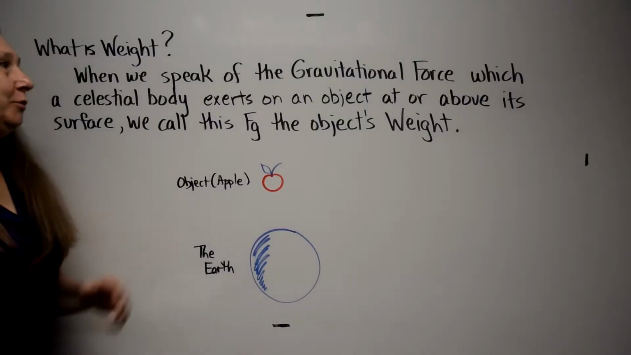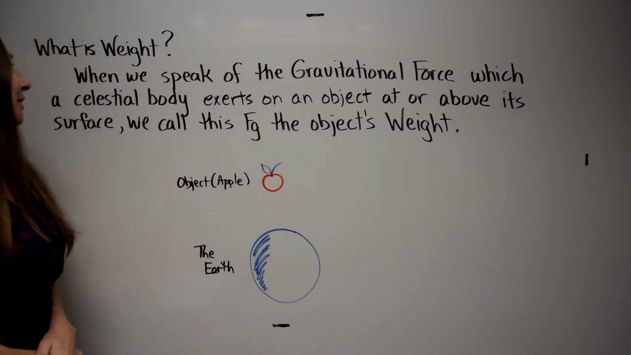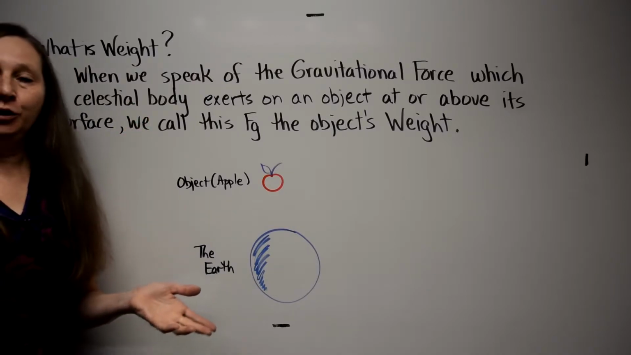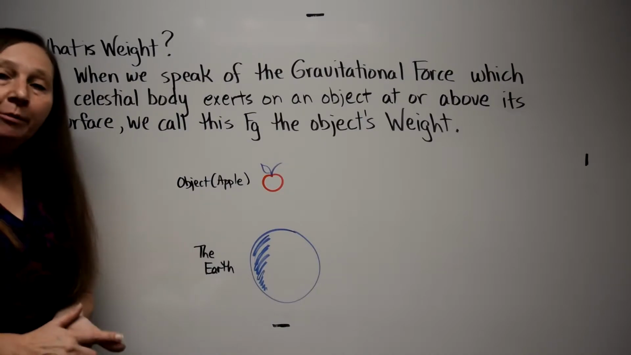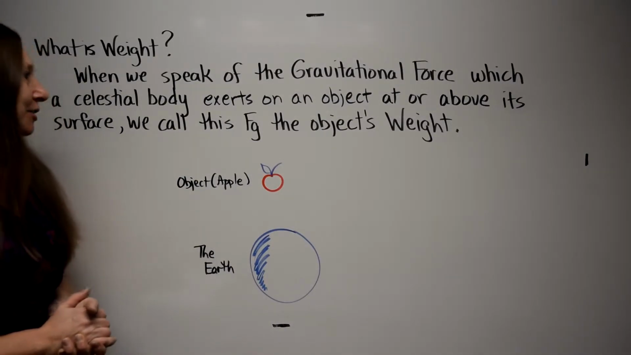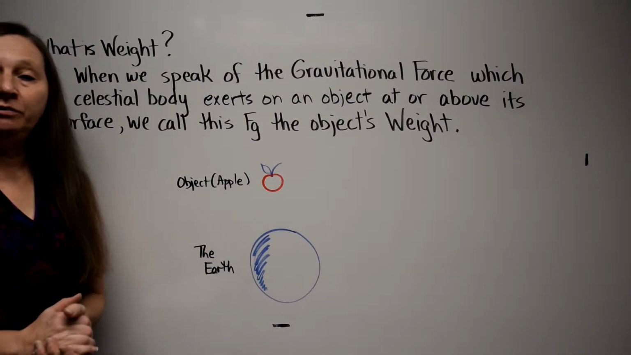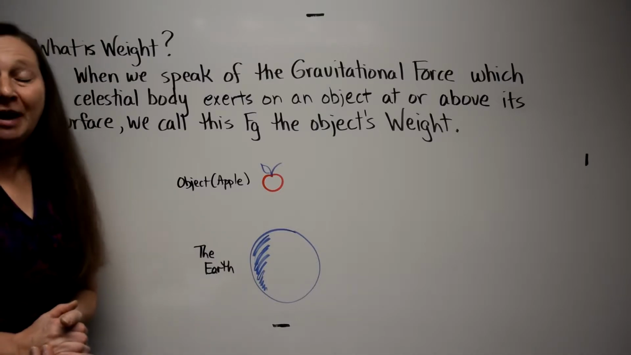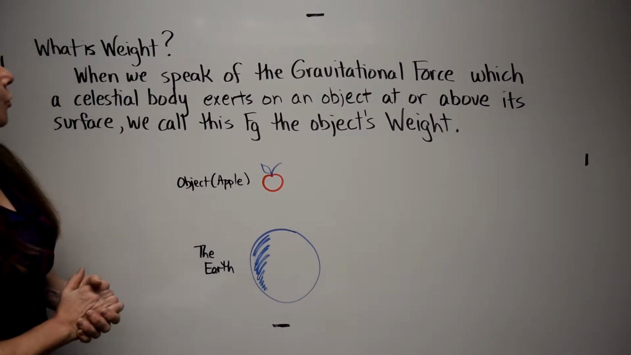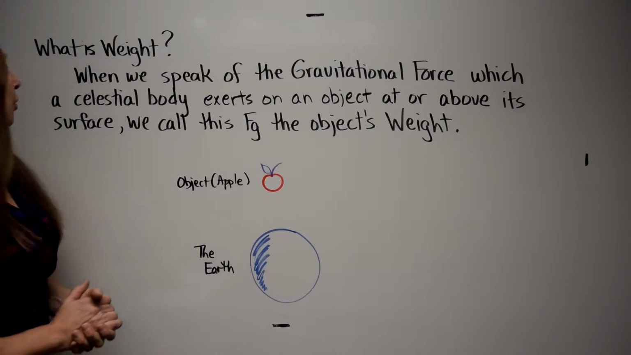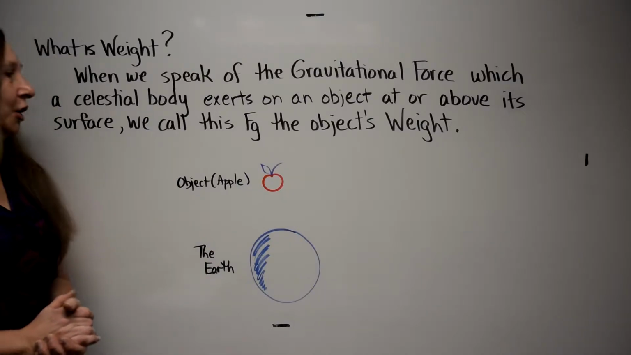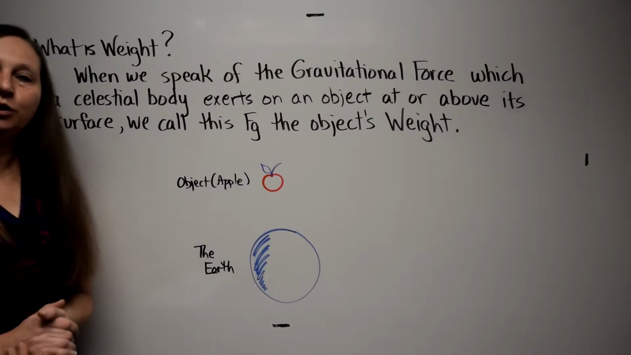So what do we usually mean when we say an object's weight? When we speak of the gravitational force from a celestial body. Now, a celestial body could be a planet, a star, a comet, an asteroid, right? Any relatively large object floating out there in outer space. A moon. Here in the 21st century, we should probably also include space stations, which generate artificial gravity. So, when we speak of the gravitational force which a celestial body exerts on an object at or above its surface, we call this Fg, the object's weight.